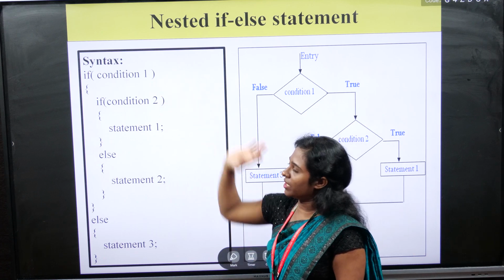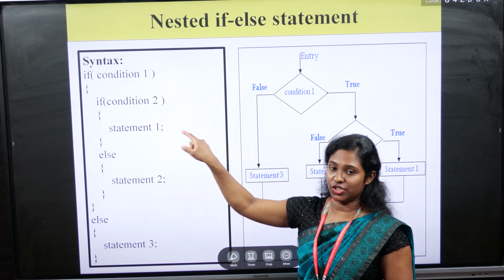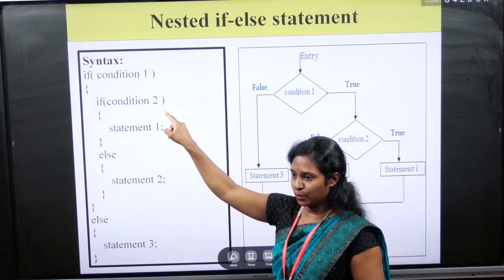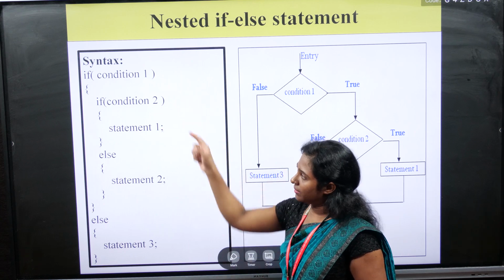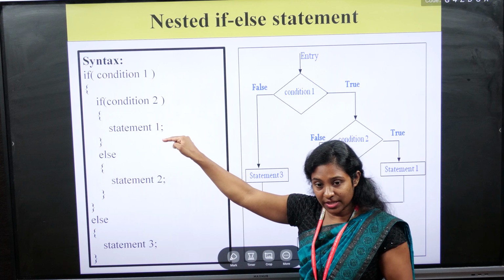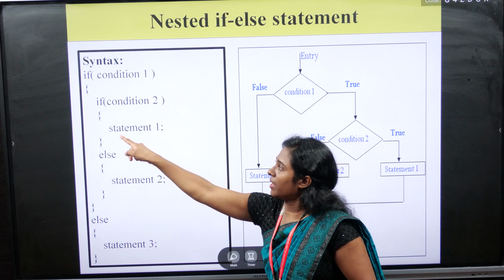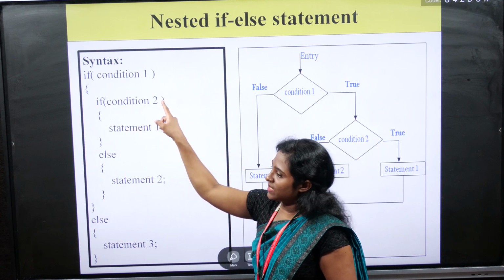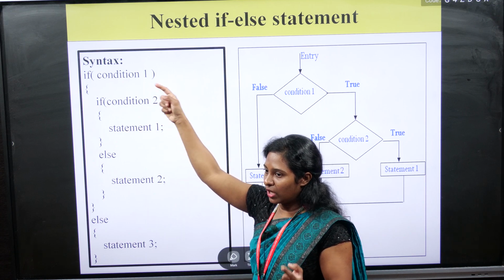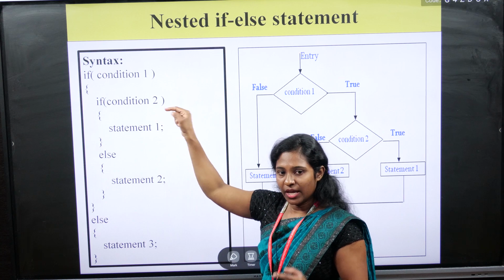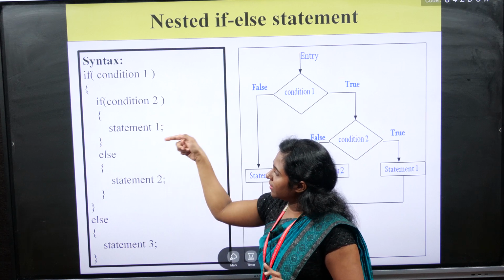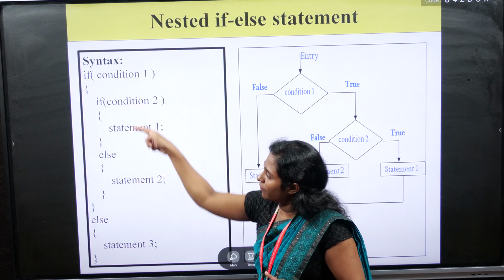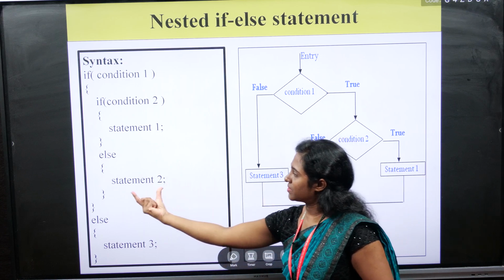If condition 1 is true, you have one more condition to satisfy, that is condition 2. If both are true, then you come inside the inner if condition and execute statement 1. Suppose condition 2 is false, but condition 1 is true, then only it comes and checks condition 2. If condition 2 is false, then you come inside the else part of the inner if-else and execute statement 2.